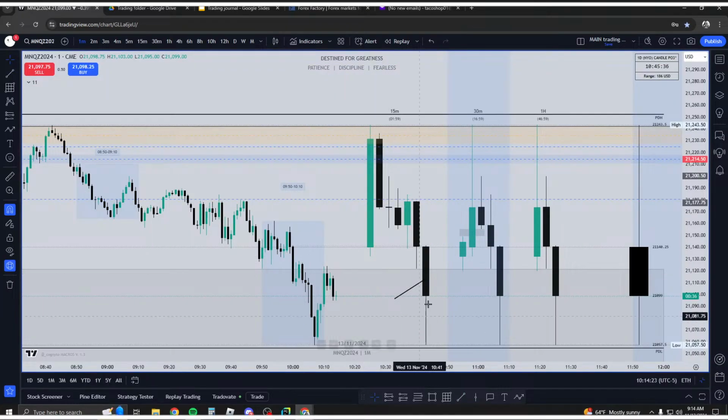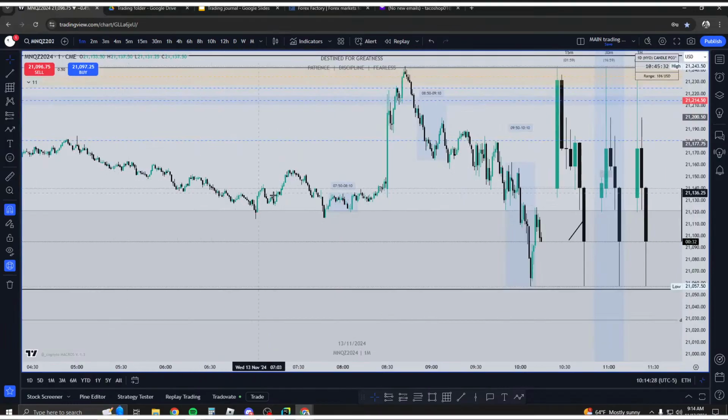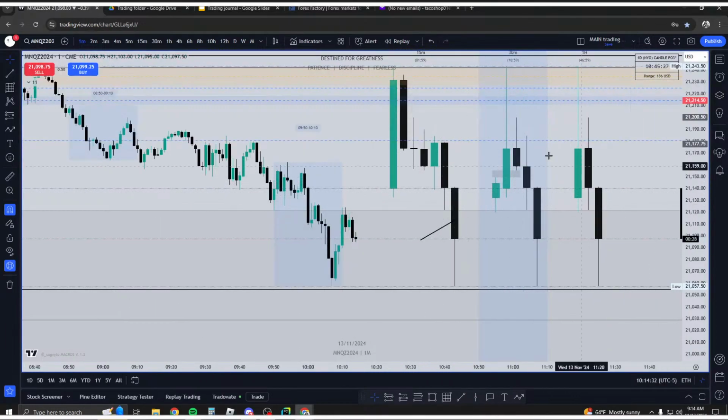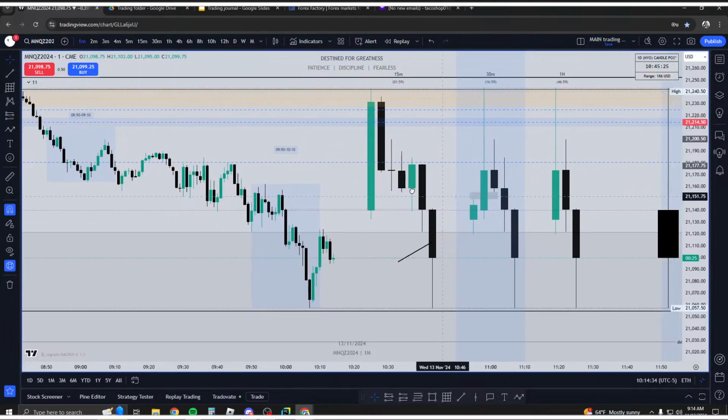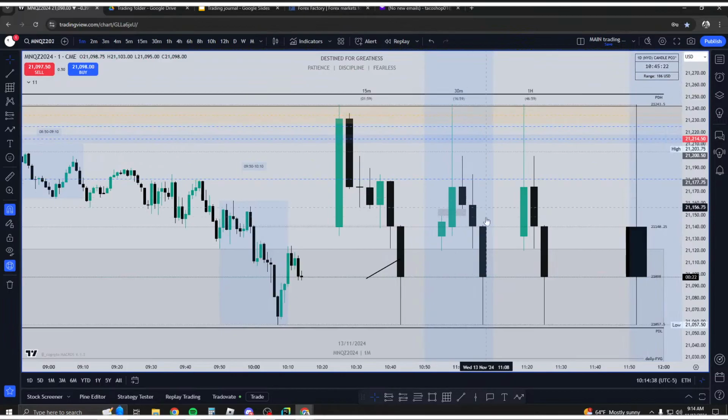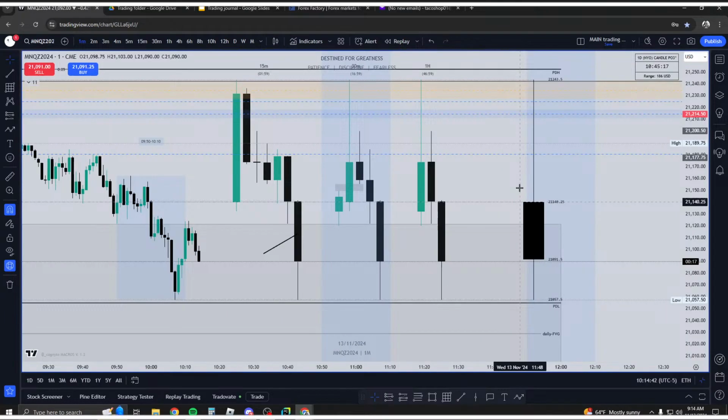This is my 15-minute chart, but all of these candles here are the 1-minute candles. These different time frames on the side here are just an indicator. This shows me what the 15-minute candle is doing. This tells me what the 30-minute candle is doing. This tells me what the hourly candle is doing. And this is the overall daily candle, right?